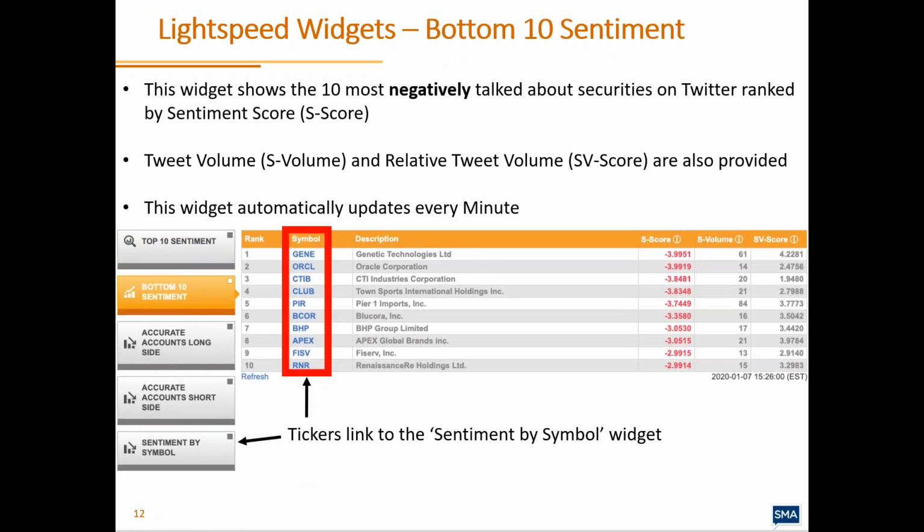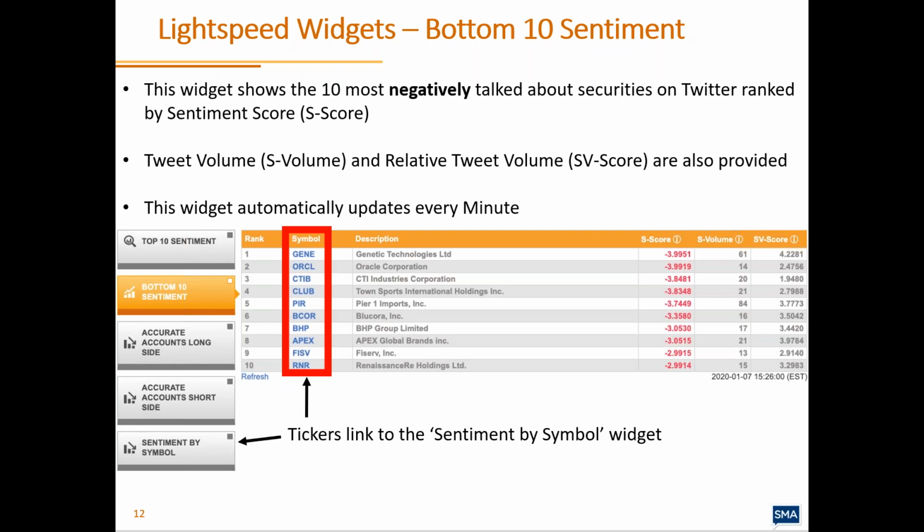Now, I've shown you top 10 sentiment. The other widget, bottom 10 sentiment, is the opposite. These are the current dogs in terms of Twitter conversation. People are talking a lot more negatively about these securities than they have traditionally. If you look at Oracle Corporation, number 2, it's almost 4 standard deviations more negative than normal. Maybe they missed earnings, or maybe something happened with the supply chain. The current conversation is a lot more negative than normal, with volume 2.5 standard deviations higher than normal.